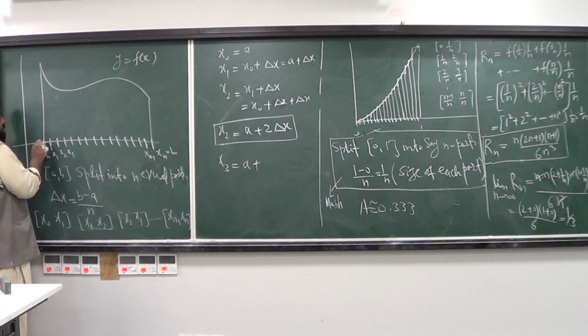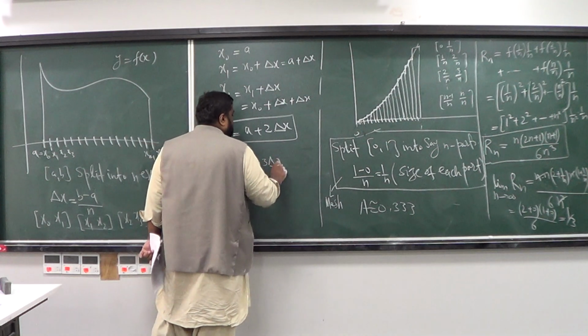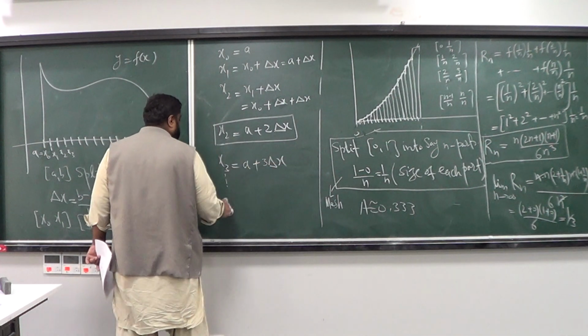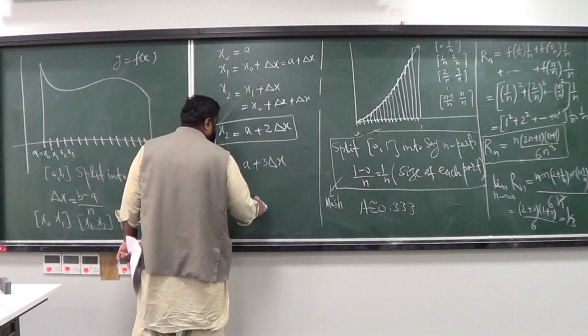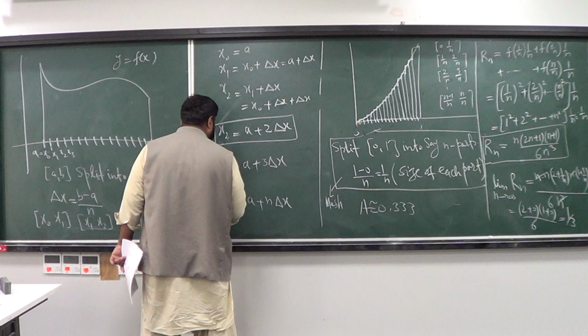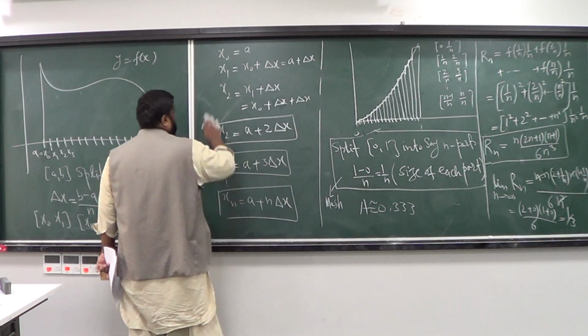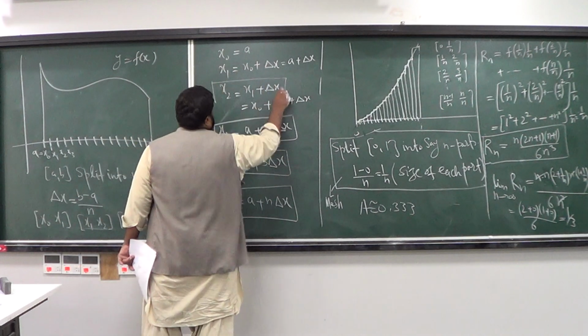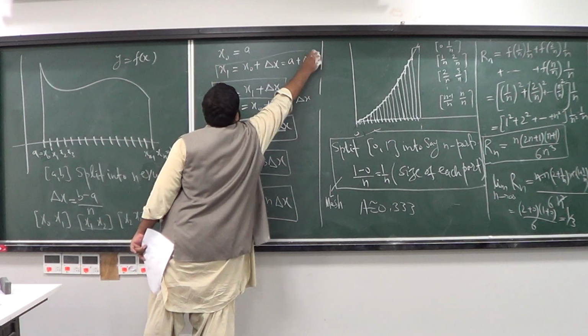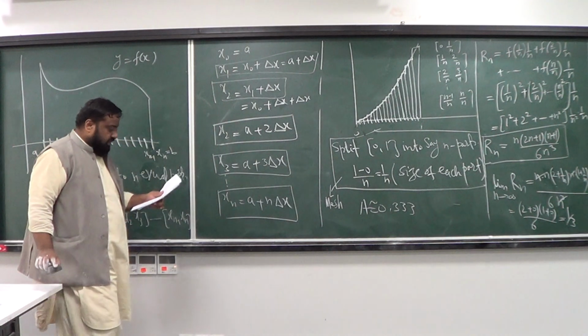So A plus 1 delta x, 2 delta x, 3 delta x. So x3 is really A plus 3 delta x. And similarly xn is really A plus n delta x. So these are also generic descriptions of these endpoints.